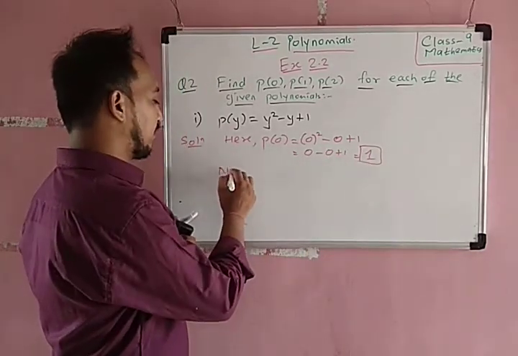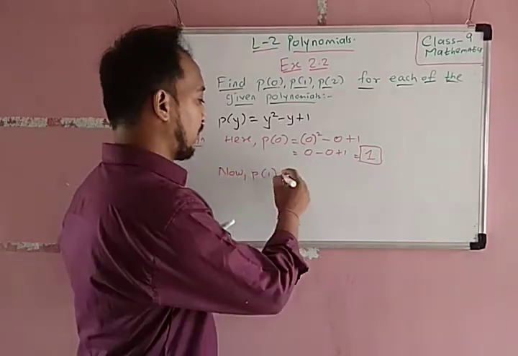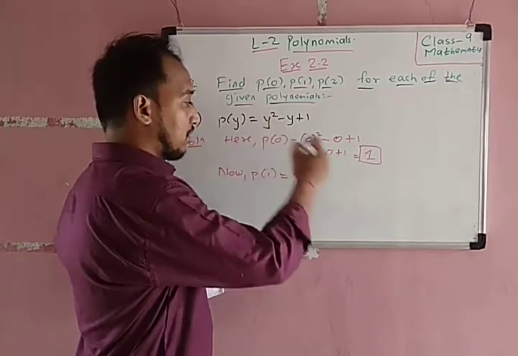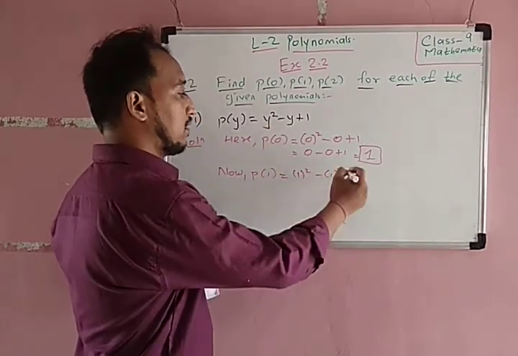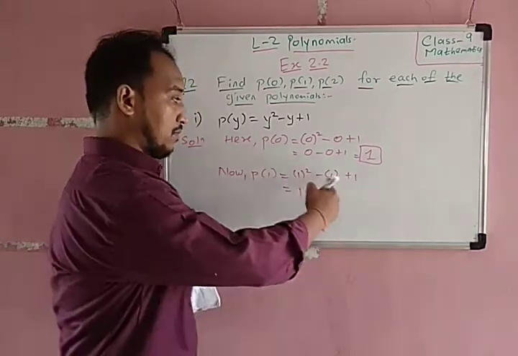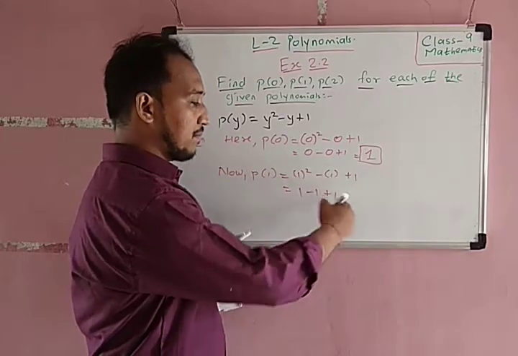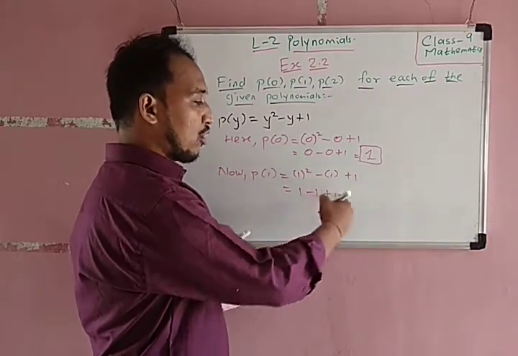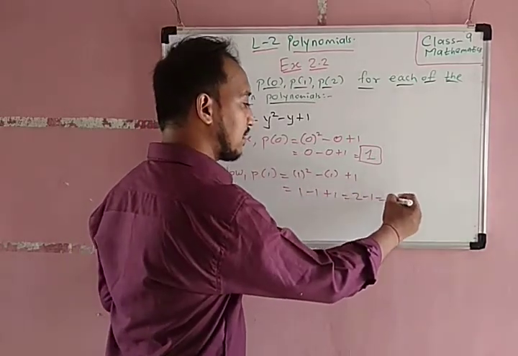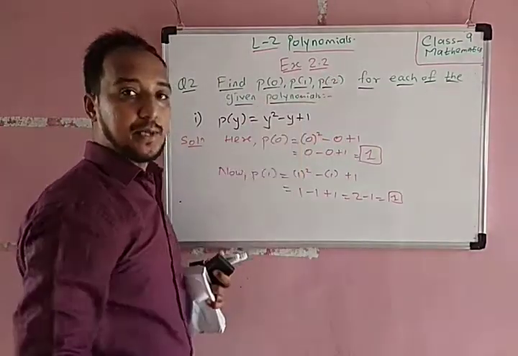Same way we have to find for 1, that is p of 1, which is nothing but in place of y we have to put 1: 1 square minus 1 plus 1. So 1 square is 1, minus 1 as it is, plus 1. 1 minus 1 यानी पहले हम इसको ऐड कर देंगे तो 2 minus 1 हो जाएगा वो. So 2 minus 1, that is 1. Okay.